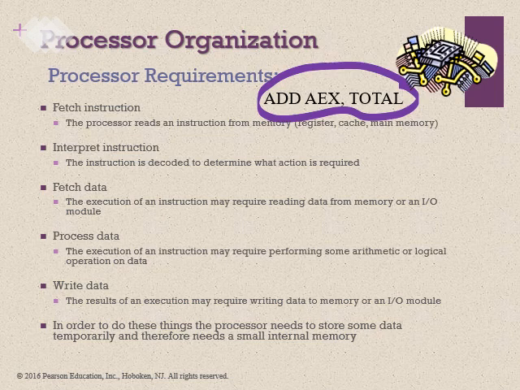To do these things, it should be clear that the processor needs to store some data temporarily. It must remember the location of the last instruction so that it can know where to get the next instruction. It needs to store instructions and data temporarily while an instruction is being executed. In other words, the processor needs a small internal memory, which is the register.